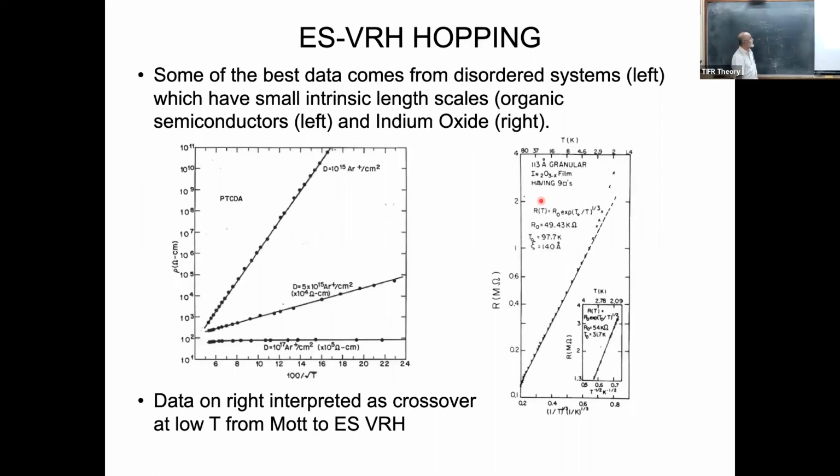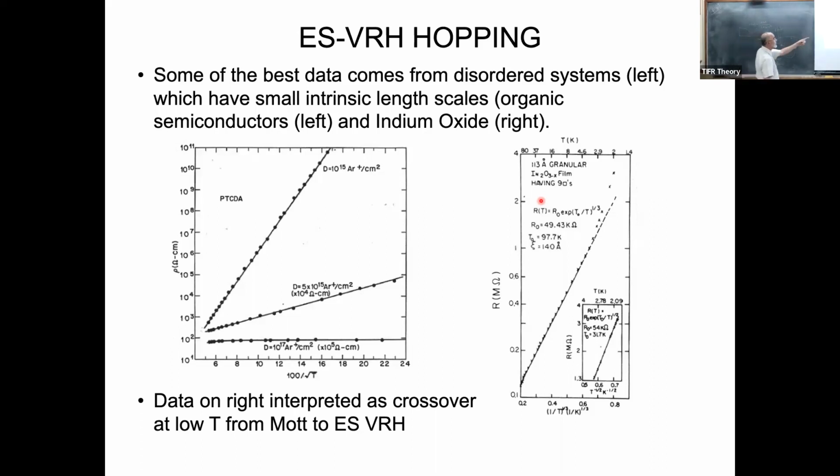So here's some data, and the one I really want to show you is the one on the left. This is data taken by Anand Dodabalapur, who's really a material scientist. He had nothing to do with physics; that was not his intention. He just wanted to measure the conductivity of disordered films that get hit with argon ions, basically to disorder them. And when he plots the log of resistivity versus 1 over square root of T, he gets these beautiful straight lines over orders of magnitude.